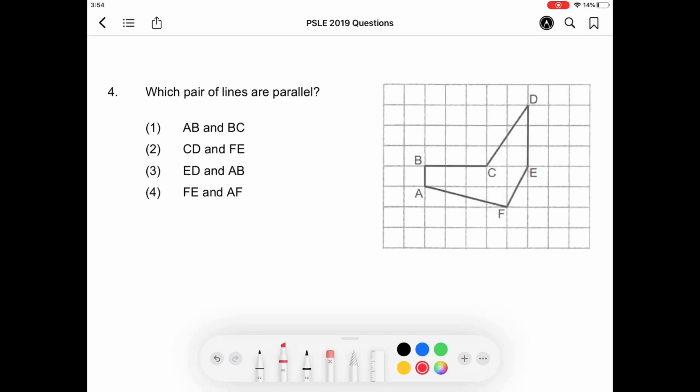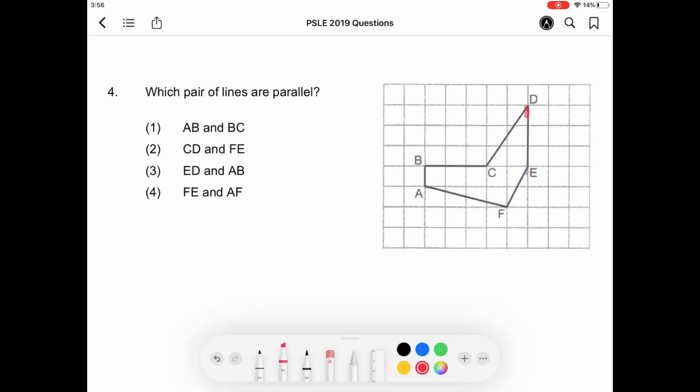Question 4. Which pair of lines are parallel? Parallel lines are lines that will never meet no matter how long you extend them. So option 1, we have AB and BC. These two lines are perpendicular to each other, not parallel to each other. Option 2, CD and FE. Now CD cuts across 2 squares by 3 squares, while FE cuts across 1 by 2 squares. Therefore, these two lines are not parallel.